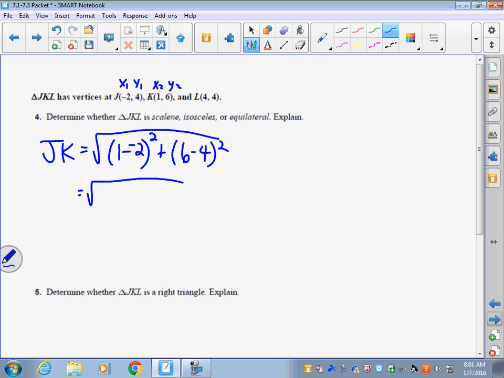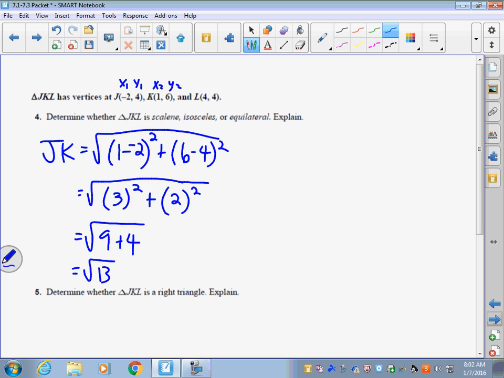So I'm just going to rewrite that. That's not going to give me 3. 1 minus the negative 2 is actually going to be 1 plus 2, parentheses squared. And this is going to give me 3, parentheses squared. And then we do order of operations after parentheses is exponents. So that's going to be 9 plus 4. And then we're going to do addition. So that will give me the square root of 13.